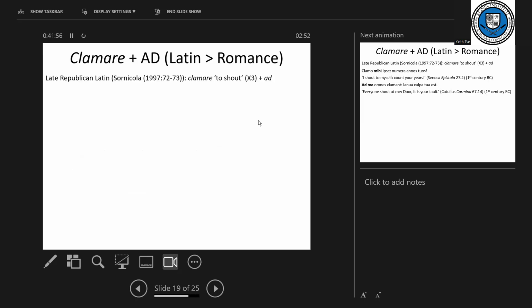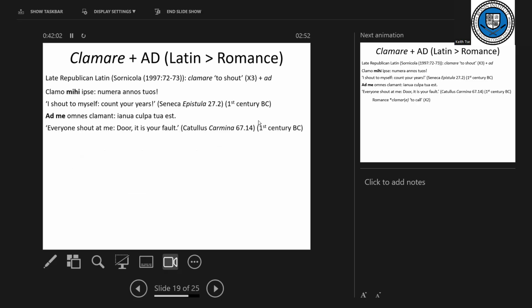Another very interesting example proposed by Sornicola is clamare, because clamare is originally a three-place verb. It means to shout. And from as early as the first century BC, the late Republican era, there are already signs that ad seems to be competing with the morphological dative, because there's Seneca the Elder, who says "clamor mihi ipse".